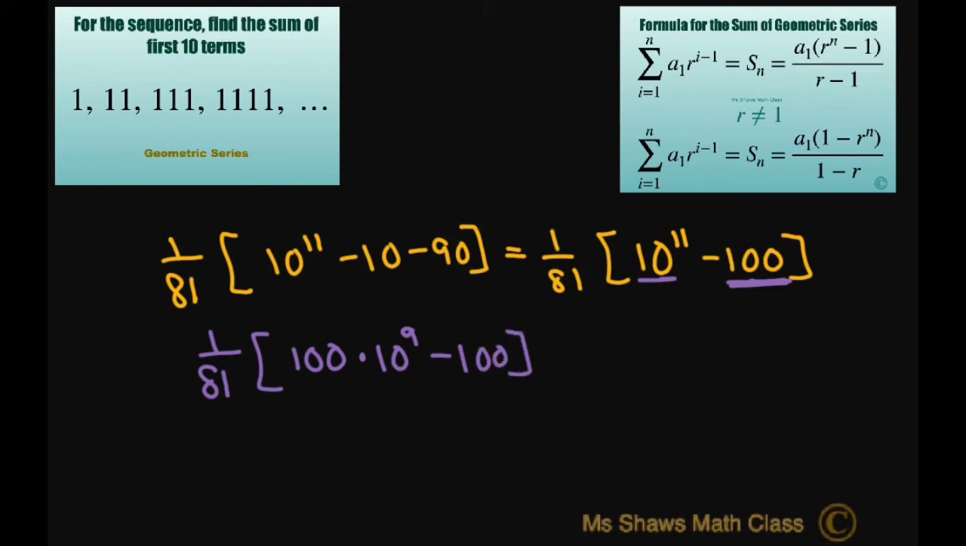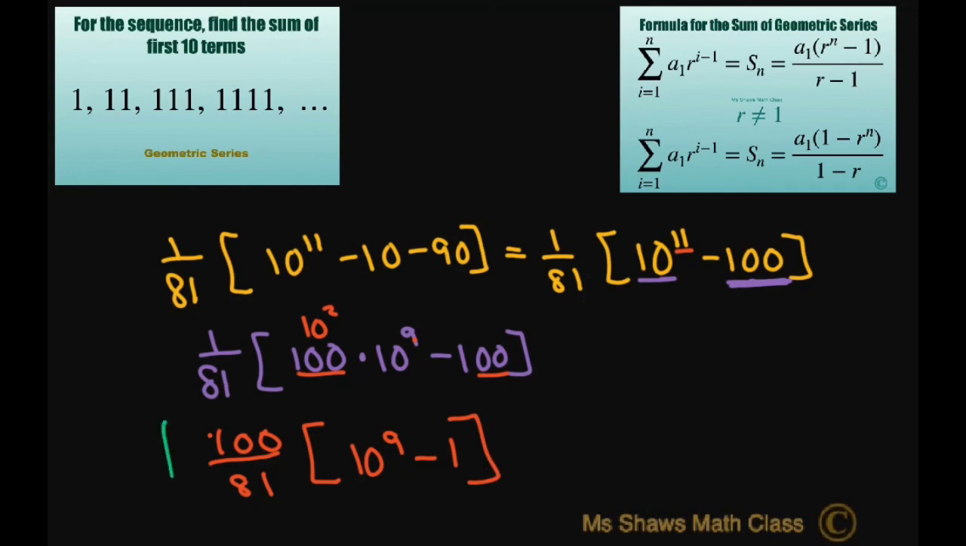Because this is 10 to the power of 2, so that gives me 2 plus 9 is 11. Now that will simplify. If I factor out 100, I get 100 divided by 81, and then we have 10 to the power of 9 minus 1. And this would be a good answer to have like this.